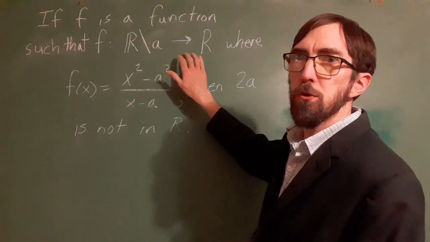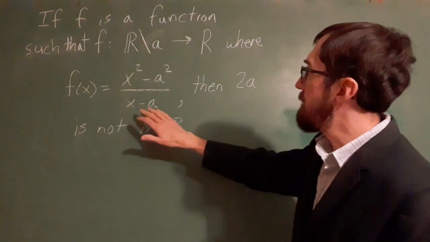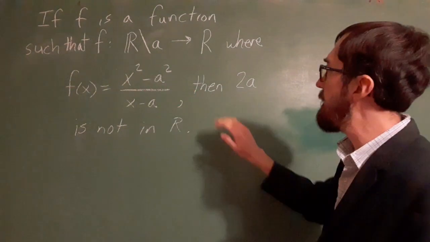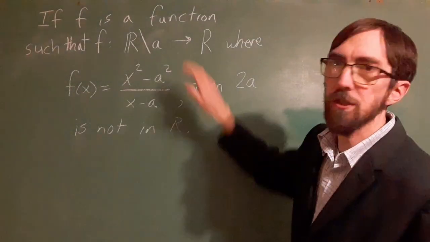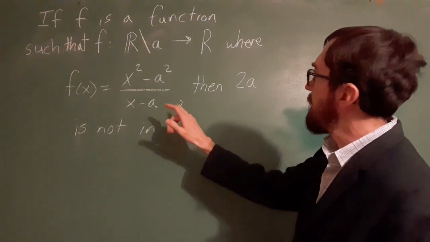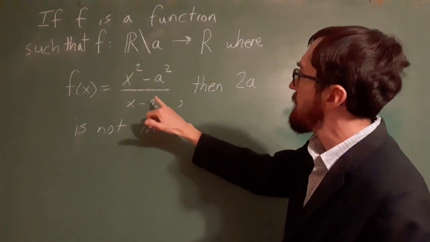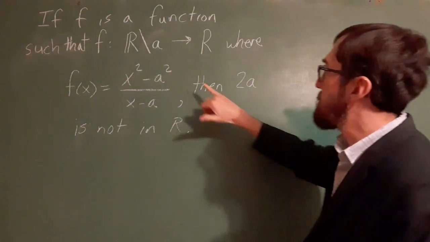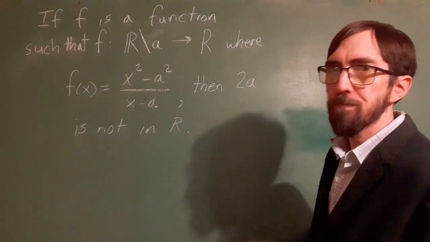If f is a function such that f goes from the domain of the real numbers, remove a, to its range, where f of x is x squared minus a squared over x minus a, then 2a is not in R, which is our range. We'd like to prove that. This is a nice little relationship of the choice of a telling us that, one, that choice is not going to be in the domain, and two, twice that value will not be in its range.